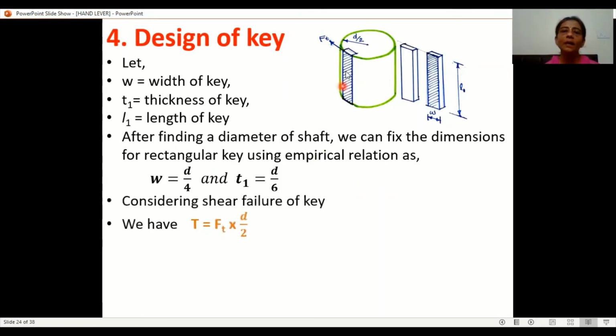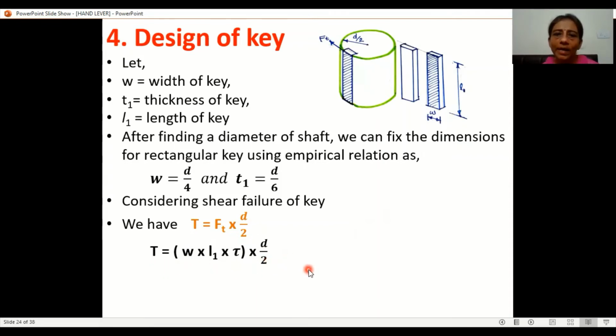Considering shear failure, which we can see from the diagram, the tangential force will be acting at the circumference. So torque will be equal to Ft into radius, that is D by 2. Tangential force is equal to area of failure into shear stress. So our equation of torque becomes area into shear stress, that is the tangential force, into D by 2. That gives the torque equation.